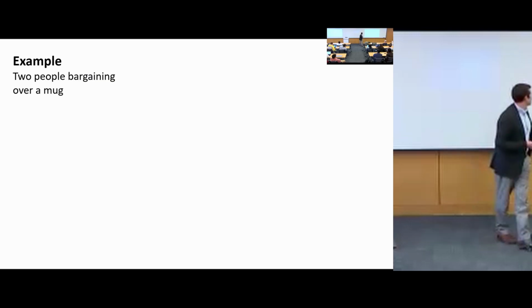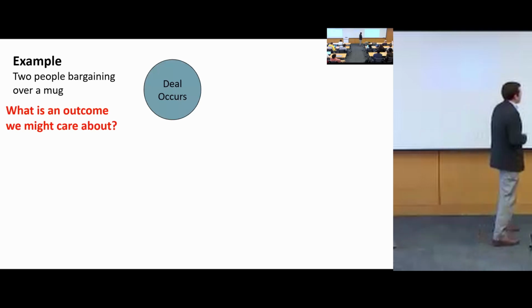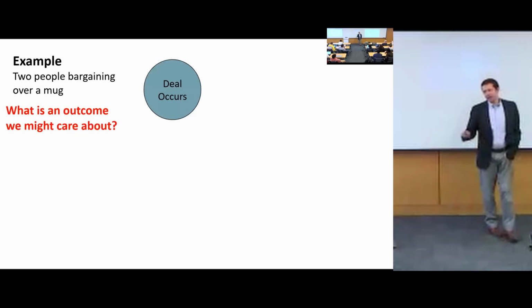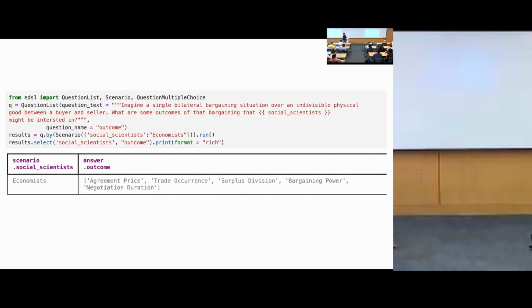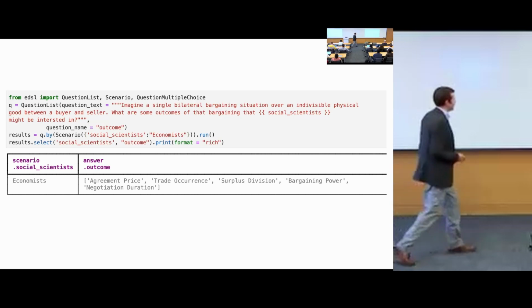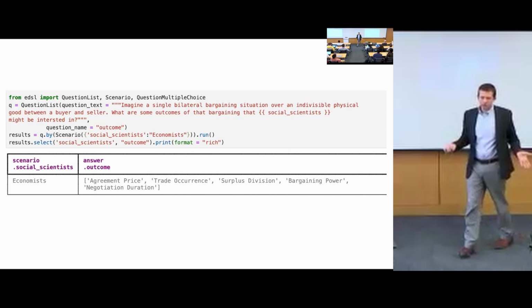So to make this more concrete, imagine two people bargaining over a mug. You can ask the LLM, hey, two people are bargaining over a mug, what's an outcome people might care about in this situation? You could do this with any of your favorite models. This is maybe what economists would care about. It'll say things like agreement price, whether a trade occurs, the split of surplus, bargaining power. That's not really a great outcome. How long the negotiation takes. These are all things that might be of interest.